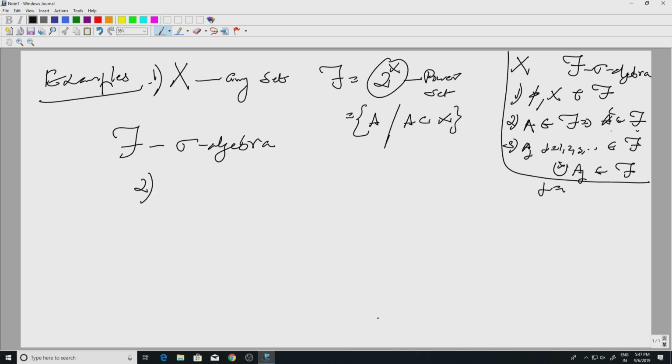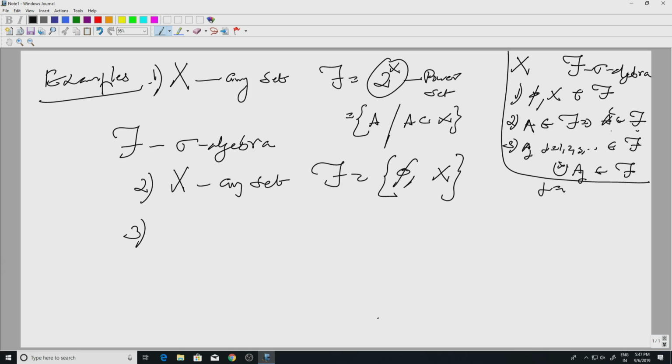Okay. The second one is the smallest one. So, I know that the empty set should be there, I know that the whole space should be there, and nothing else. This is obviously a sigma algebra because all these three properties are satisfied.